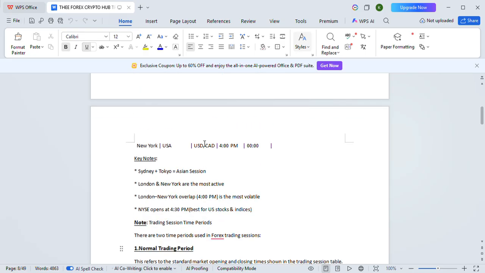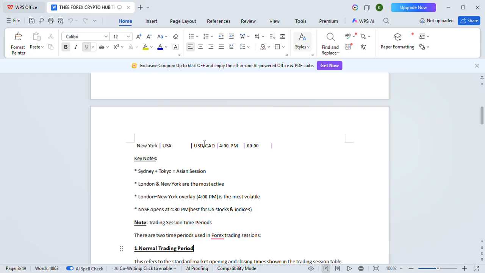Then the last one is the New York session. The country we have is the United States, and the currencies are US dollar pairs and Canadian dollar pairs. The session opens at 4 p.m. and runs all the way to 12 midnight.